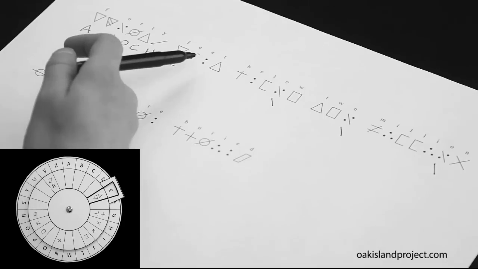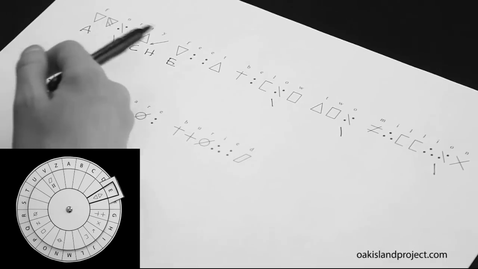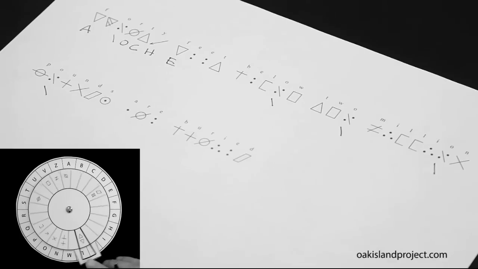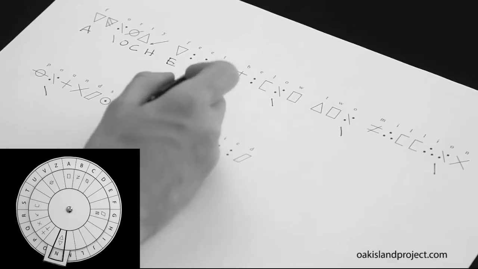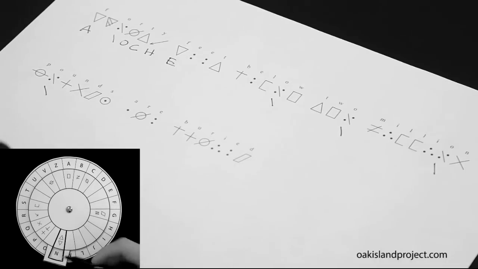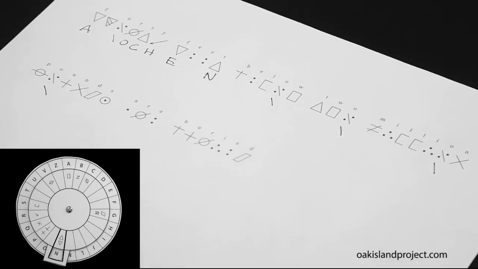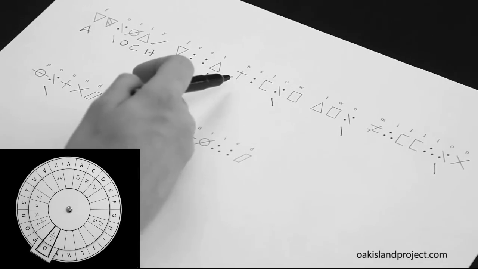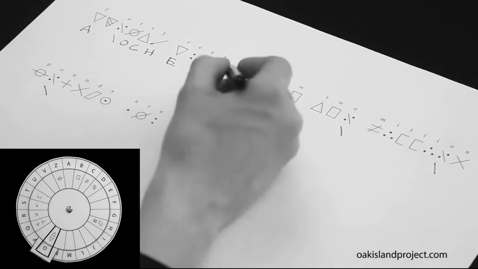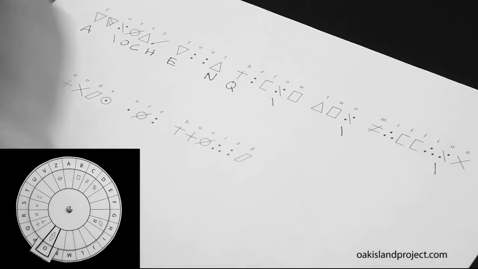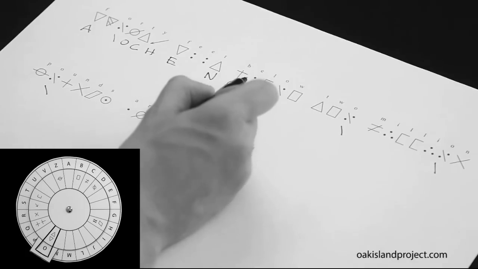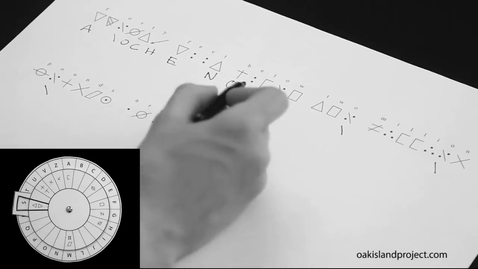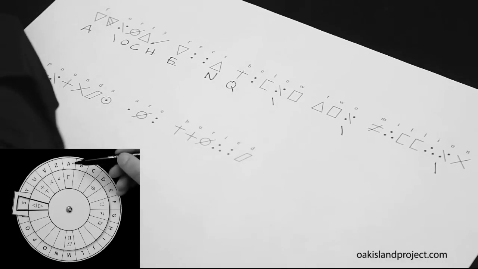Now we have come to our first operating symbols, which are 2 symbols of 2 dots each. This means we should turn 1, 2, 3, 4, and then 1, 2, 3, 4. Then we read the triangle, which is N. And then we turn one step. Then we check the cross symbol, which is Q. Then we come to an operating symbol, which is 1 symbol of 2 dots. And we turn the cipher disk 4 steps for that. Then we read this symbol here, which is an A.